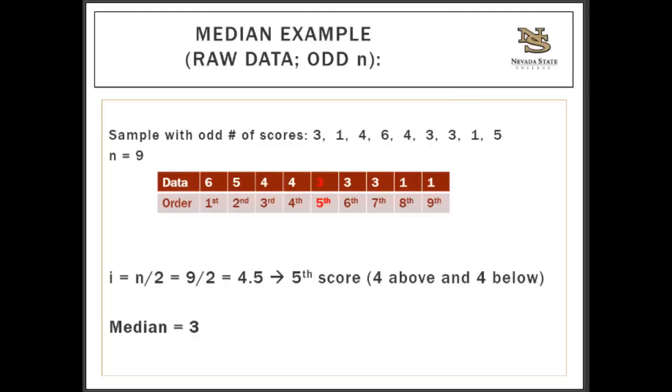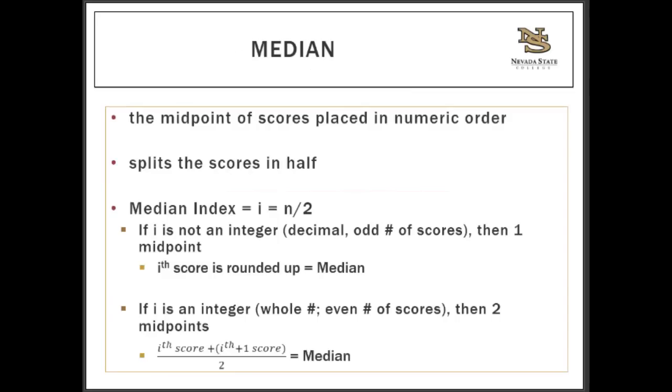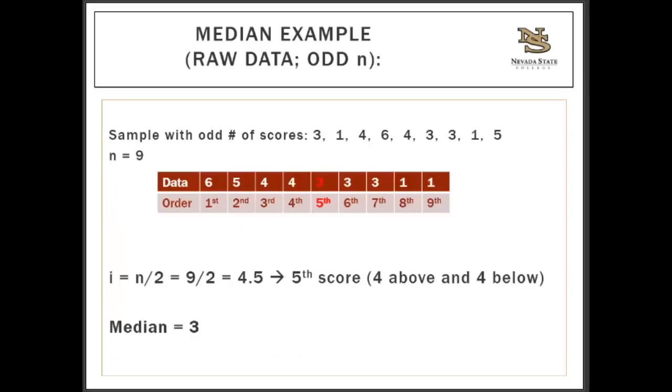And then you figure out what i is. So i equals n divided by 2, n is 9, 9 divided by 2 is 4.5, round up to 5. And 4.5 rounds up to the 5th score. Now be careful, that does not mean that your median is 5. That means that the location of your median is the 5th score from either the bottom or the top in numeric order. You can count whichever way you want. So this also tells me there's going to be 4 above and 4 below my median.